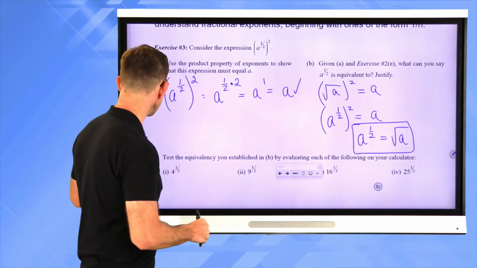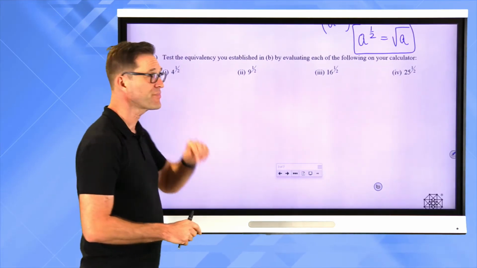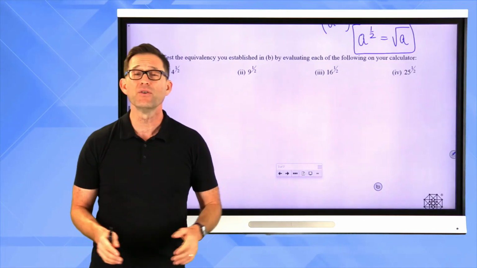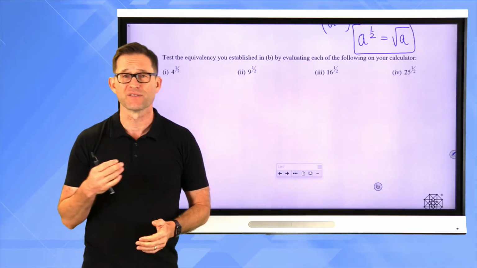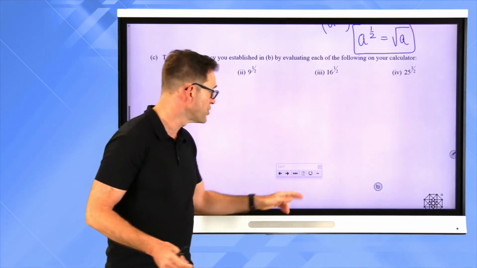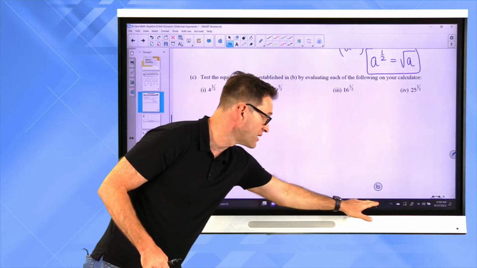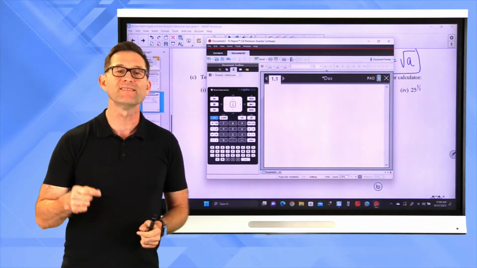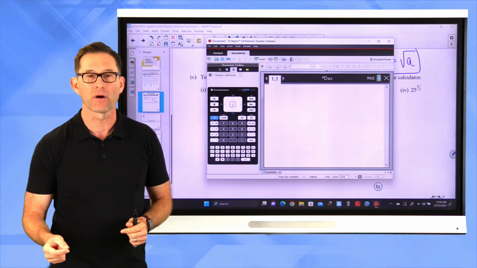So let's take a look at letter C. Test the equivalency you established in B by evaluating each of the following on your calculator. All right, so here's the key. You should already know what the square root of 4 is, and the square root of 9, and the square root of 16, and the square root of 25. You should even know where that square root button obviously is on your calculator. But let's take a look at what happens when we raise these numbers to the 1/2 power.